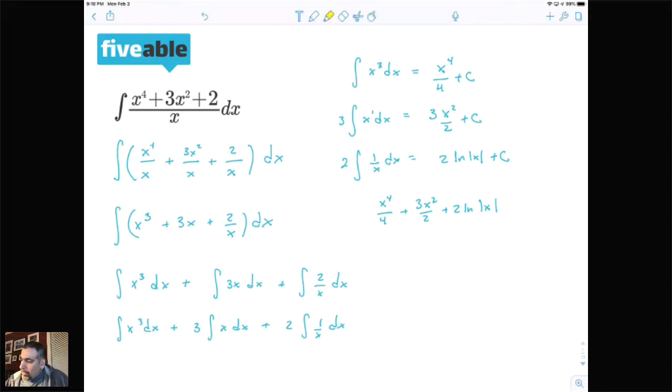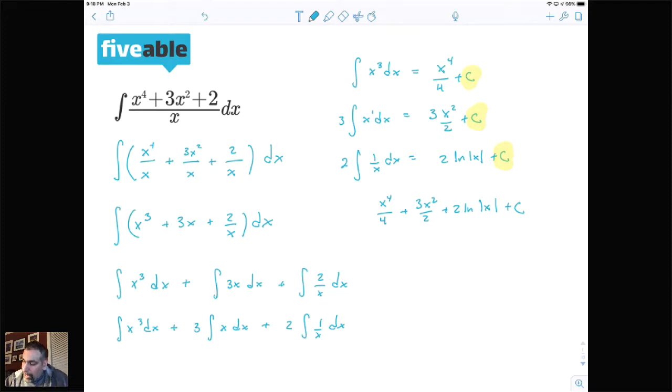And now we really have it. We've got a constant plus another plus a third. Well, you could write these as separate constants, but you're just going to end up combining them anyway. So I'd like to use just a final C, and that'll be our final answer for this one.